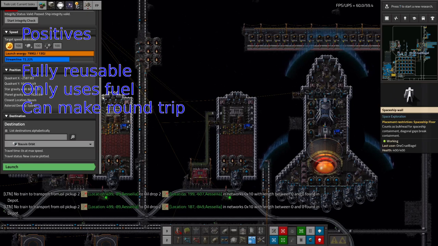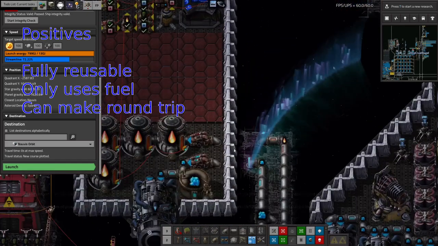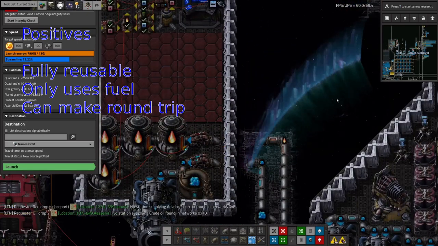Since you can send your ship out with enough fuel for the complete round trip, this means that your outposts can now concentrate just on resource extraction, rather than having to build and fuel rockets as well.